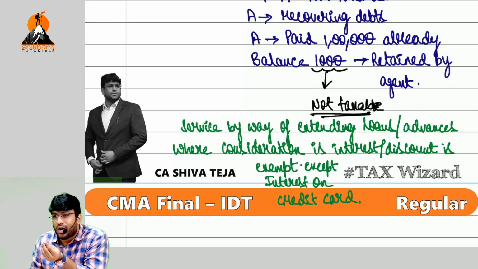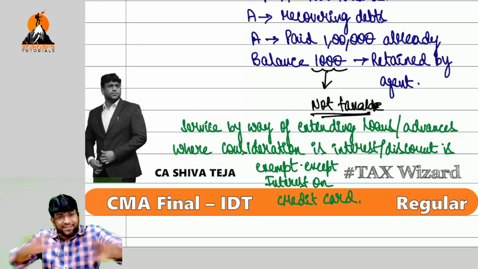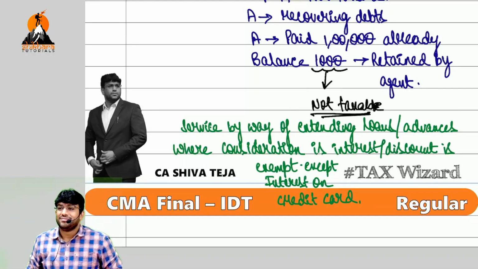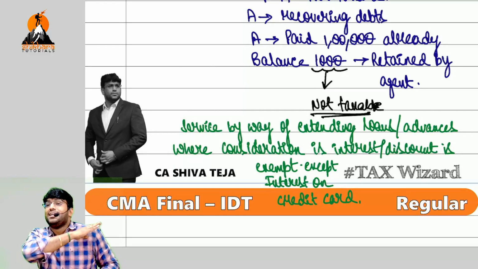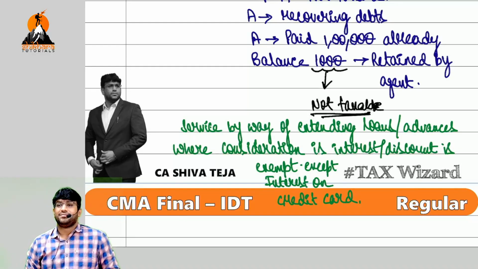Equated monthly installments. And EMI consists of what? Principal and interest. Sir, EMI, of course, consists of principal and interest. On the interest, the bank will never charge GST, because interest is exempt.